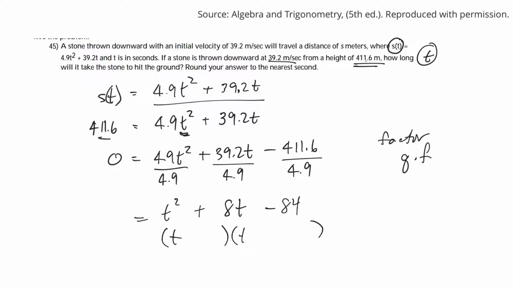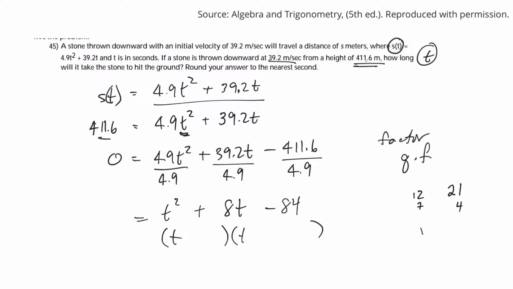T and T, 84. Isn't that 12 times 7? That doesn't give me 8. What else? 21 times 4. Yeah. But that doesn't give me 8. What else? 84 divided by 16. No. 84 divided by 14. Oh, that's it right there.